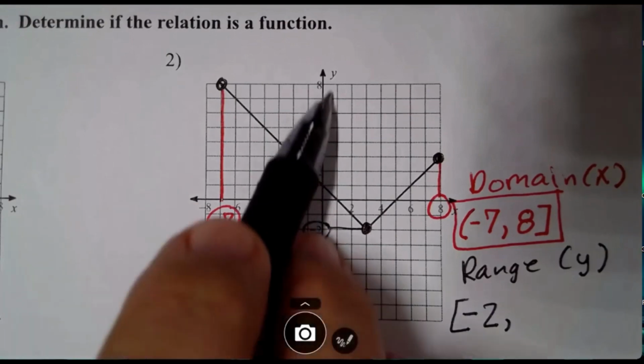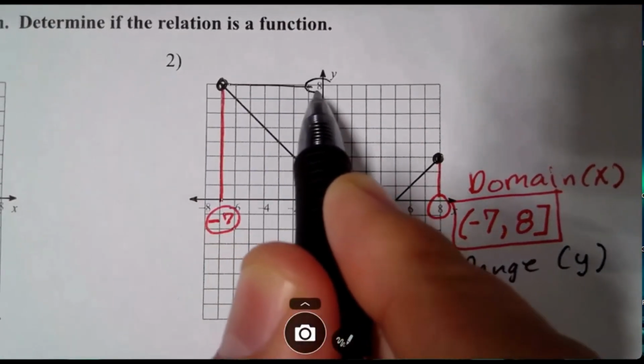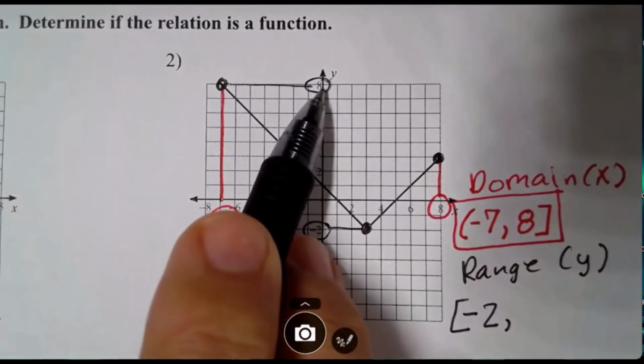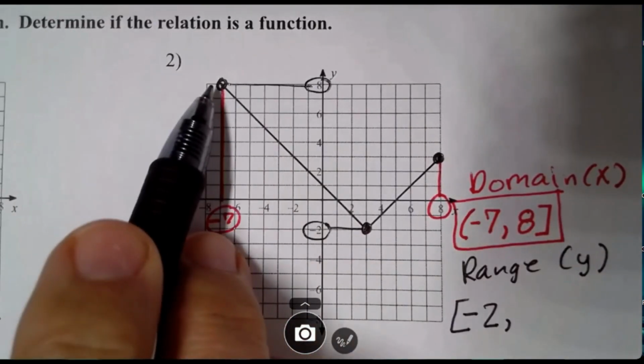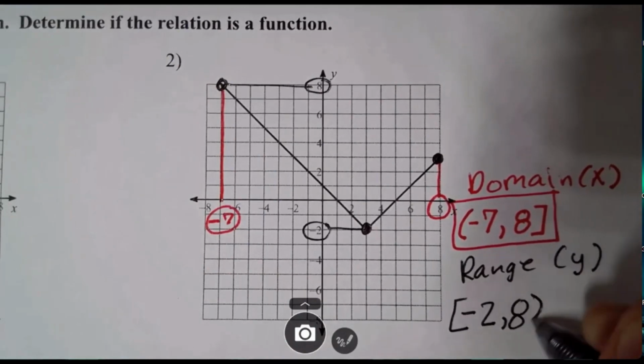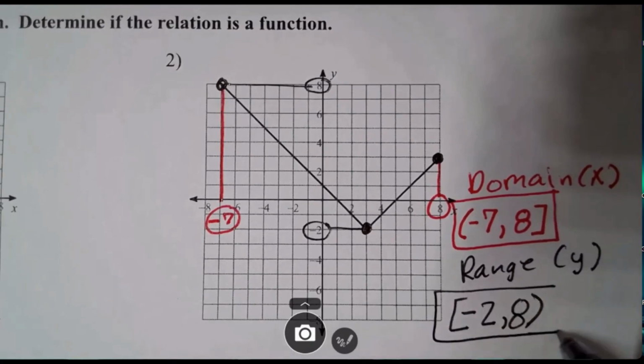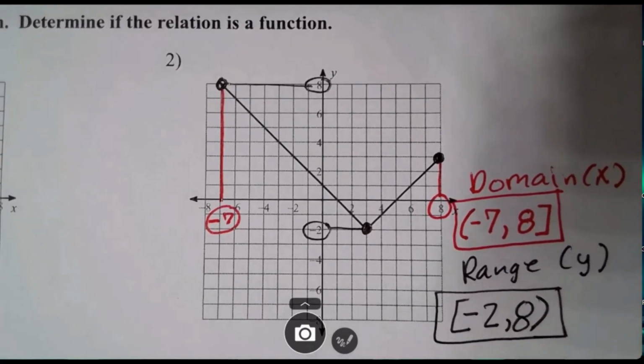And then I want to see how high does my graph go. Well, the highest it goes, it looks like all the way up here, and it looks like to +8 on the y-axis. Now notice that is an open dot. Because it's an open dot, I'm going to put +8, and I'm going to use the parenthesis. And that is my range. So this is all in interval notation, but that is how you find the domain and range.